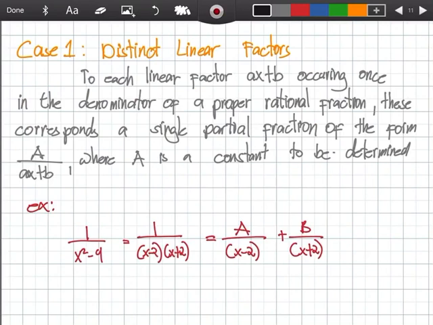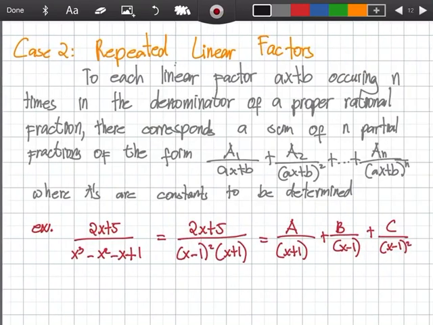Example, we have 1 over x squared minus 4. We know that x squared minus 4 is x minus 2 times x plus 2. So we can express that as A over x minus 2 plus B over x plus 2. Then we are going to determine the constants A and B. So that's for case 1.